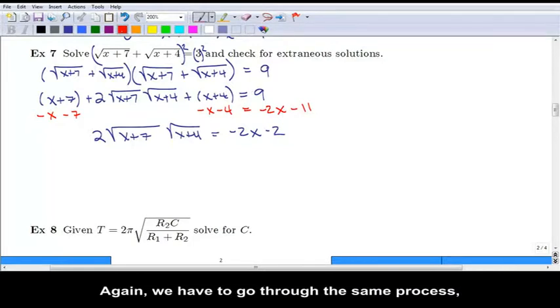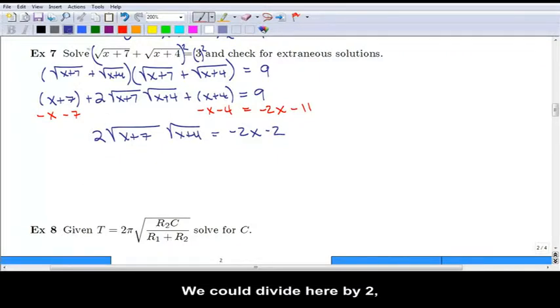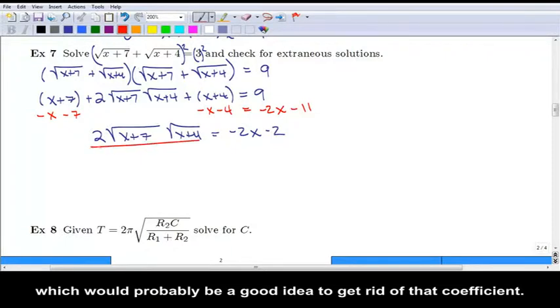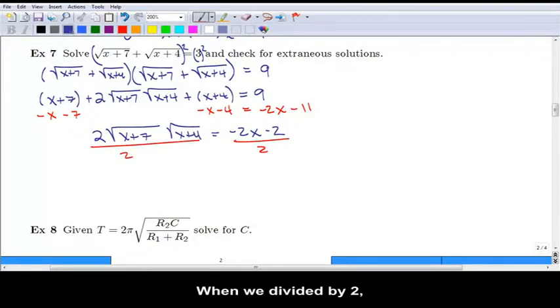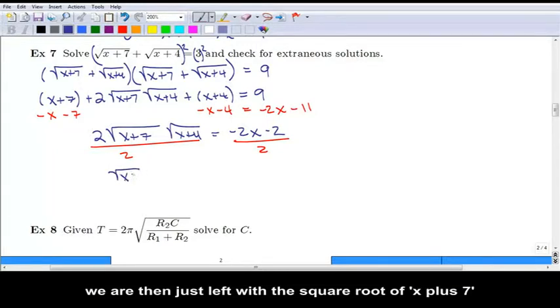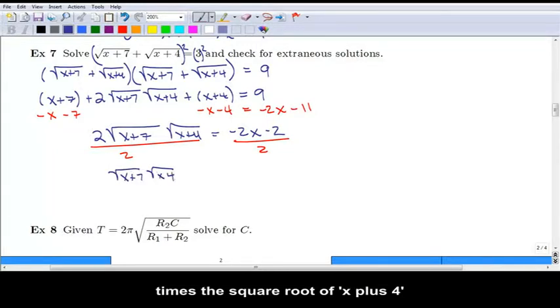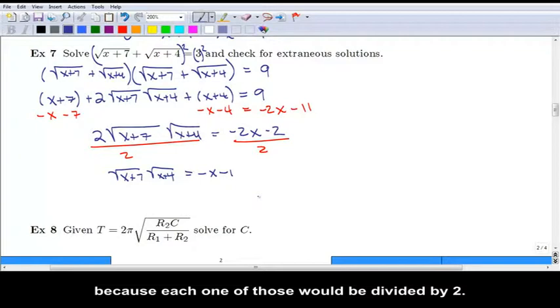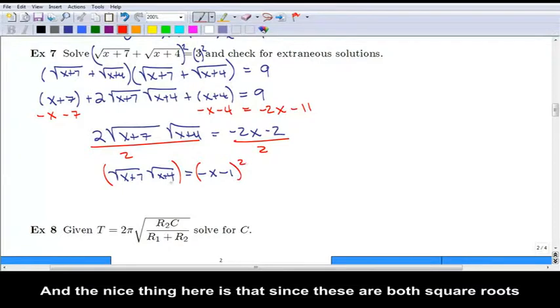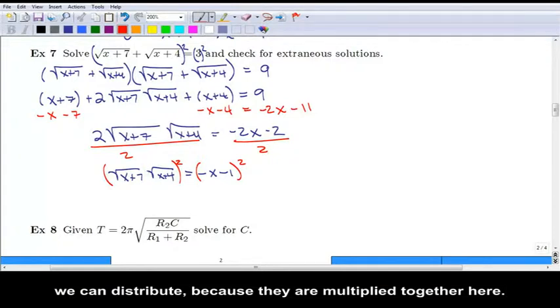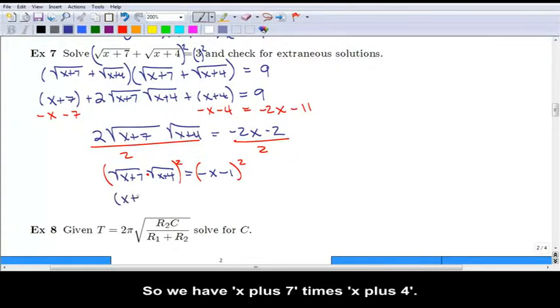Again, we have to go through the same process, so this is one where we have to repeat the process because we still have a square root involved. We could divide here by 2, which would probably be a good idea to get rid of that coefficient. When we divide by 2, we are then just left with the square root of x plus 7 times the square root of x plus 4 is equal to negative x minus 1, because each one of those would be divided by 2. And now we would square both sides again. And the nice thing here is that since these are both square roots, we can distribute because they are multiplied together here. So we have x plus 7 times x plus 4.